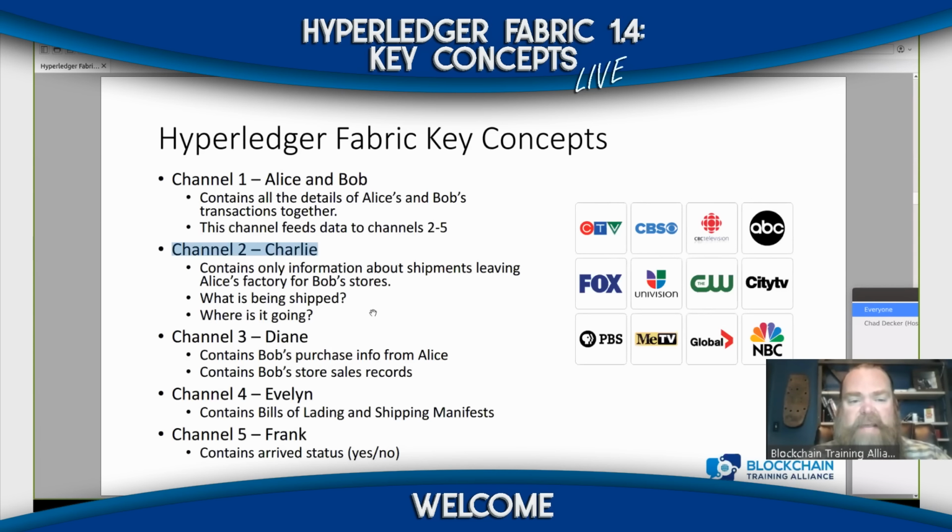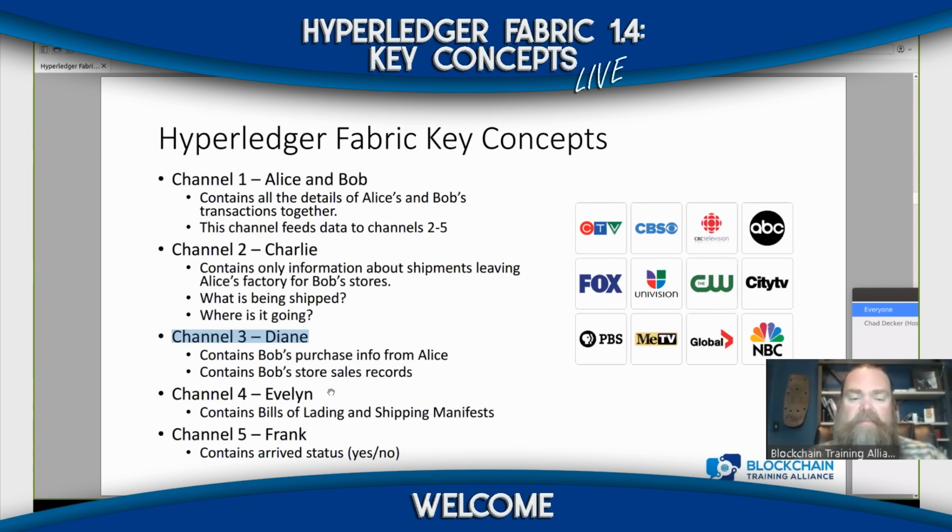We do the same thing with Diane. We create a channel exclusively for Diane. And on this channel, the only information we put is information about Bob's order or purchase from Alice, as well as some of Bob's sales records from his various stores. This means that when Charlie goes onto his channel, he doesn't see any of the information that Diane sees and vice versa. They don't even know that this information exists.